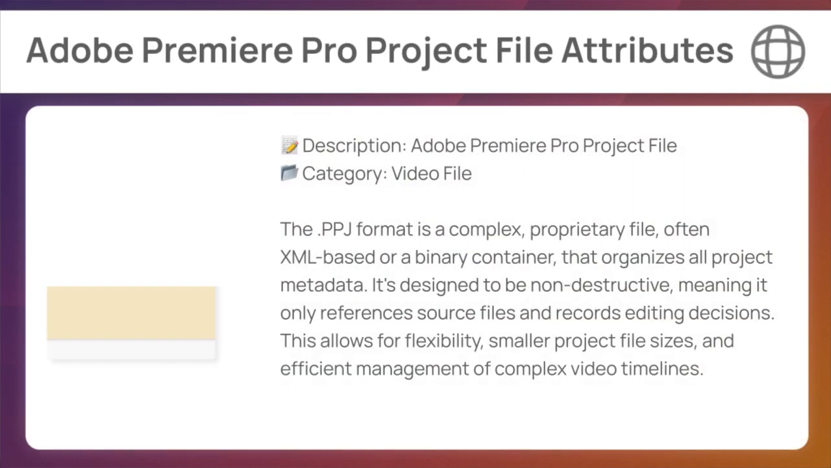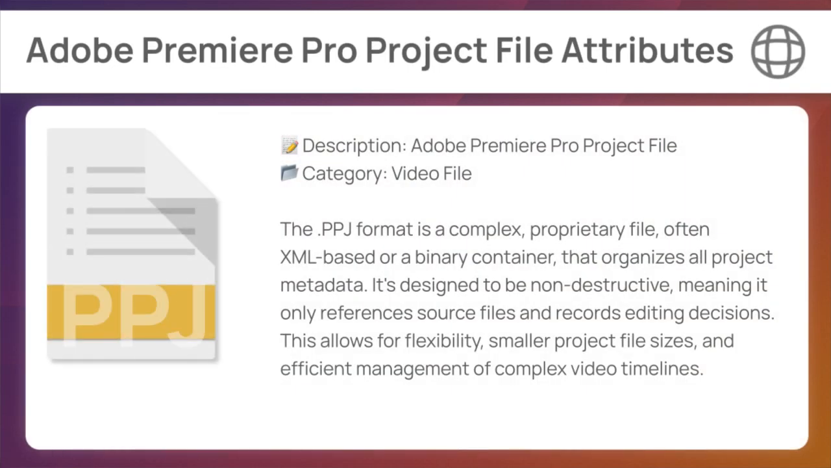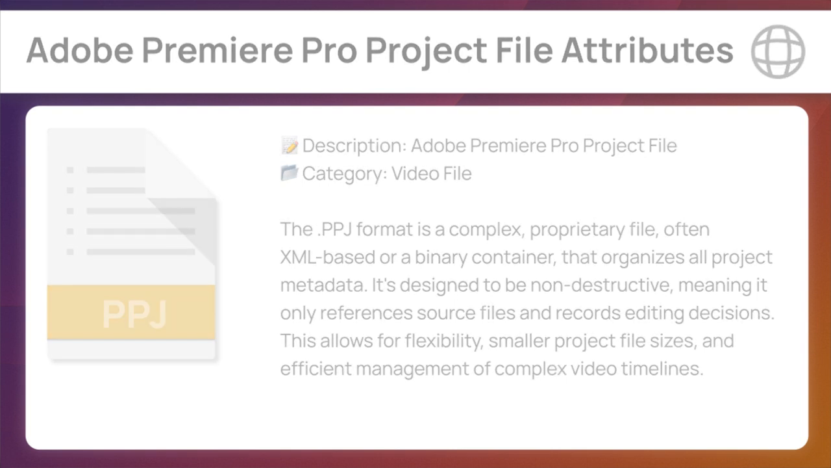The PPJ format is a complex proprietary file, often XML-based or a binary container, that organizes all project metadata. It's designed to be non-destructive, meaning it only references source files and records editing decisions. This allows for flexibility, smaller project file sizes, and efficient management of complex video timelines.